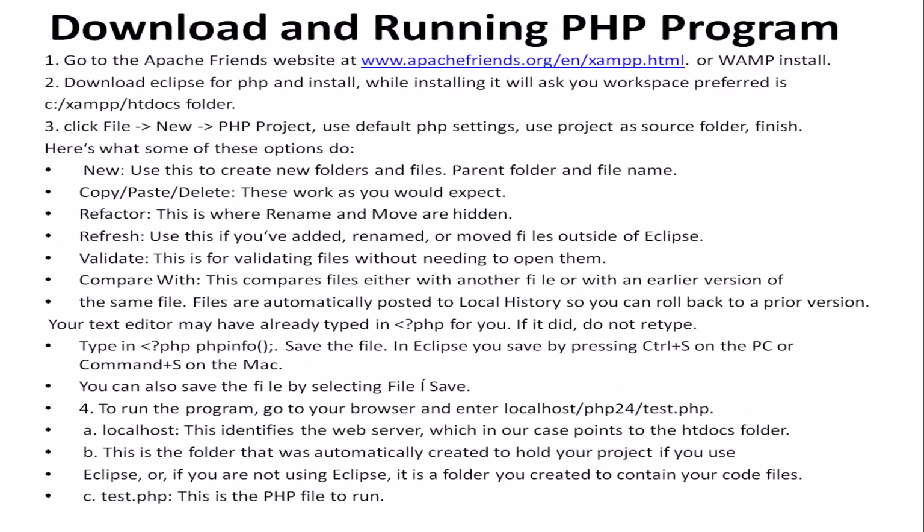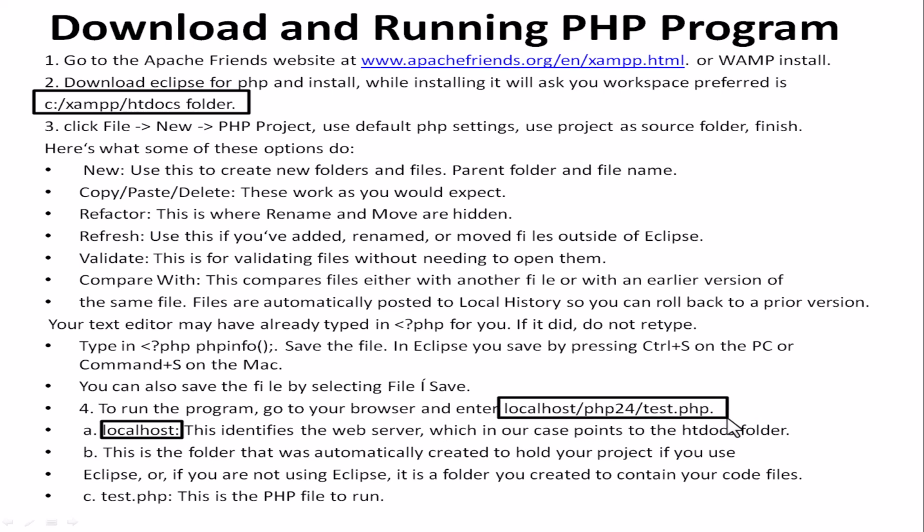So how do we download and install PHP programs? Basically there are two types of workspace you can download. If you are using a WAMP or XAMPP server, you can place your work directory in the htdocs folder. You can use localhost in order to run your program. If you want to compile the program, you type localhost followed by the folder name, which is php24, and then test.php is the program. This is the procedure you can use.